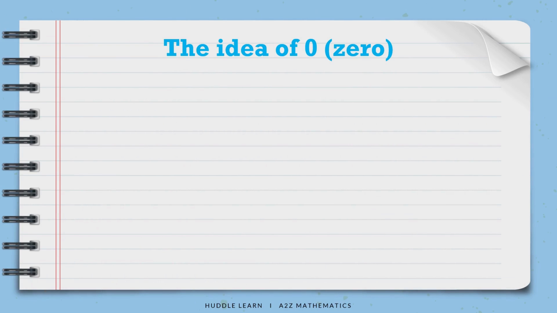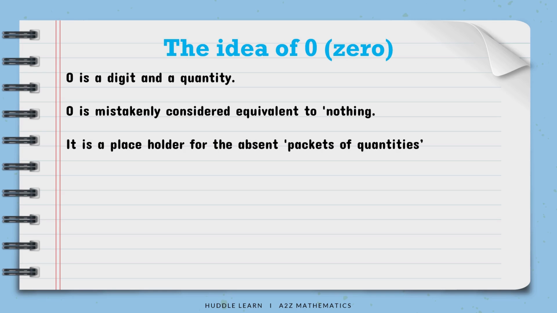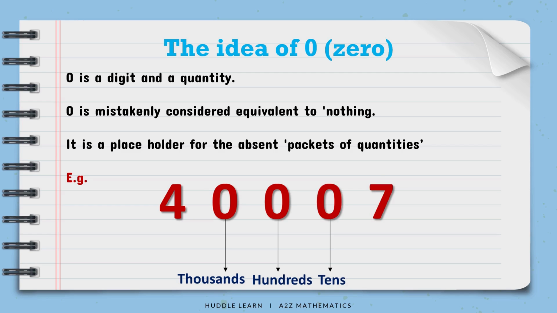The idea of 0. 0 is a digit and a quantity. For example, 5 oranges subtracted by 5 oranges is equal to 0 oranges and not just 0. 0 is often mistakenly considered equivalent to nothing, which it is not. In the positional number system, it is a placeholder for the absent packets of quantities. For instance, 40,007 cannot be written unless 0 is used to show 0 thousands, 0 hundreds, and 0 tens.